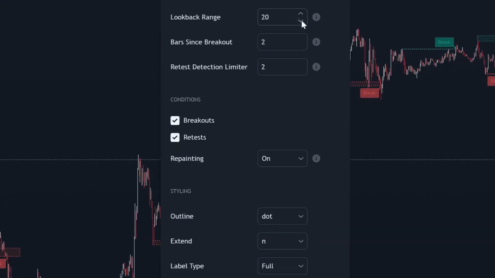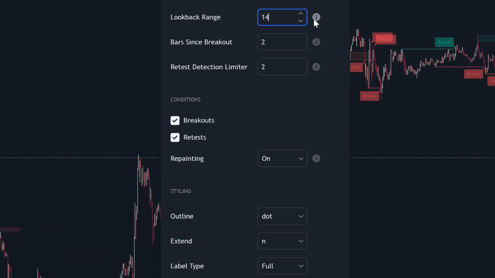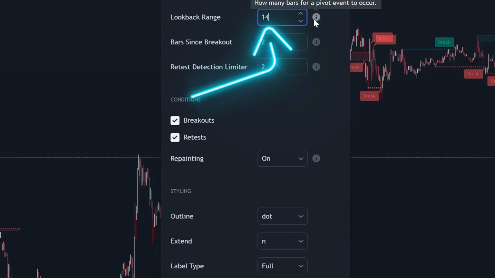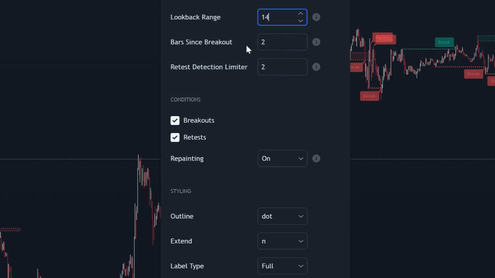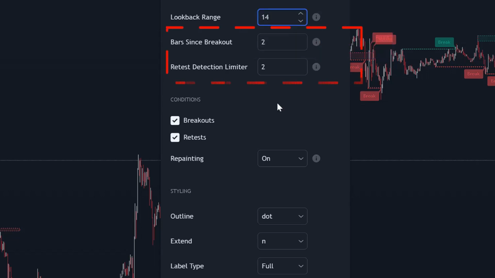Here, we can change the look back range to 14, which sets how many bars are considered for a pivot event to occur. We'll leave the bars since breakout and retest detection settings at their default value. In the strategy, we're going to use the breakout strategy, so we'll keep the breakout option on and disable the retest option.